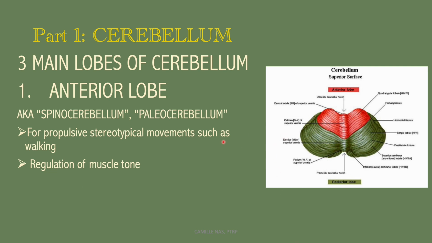Aside from that, it's also for stereotypical movement, no? When we say stereotypical movement, it's almost like automatic activities, or coordinated. Well, there's a more specific one for coordination. But this one is stereotypical movement, such as, number one example, your walking or ambulation.